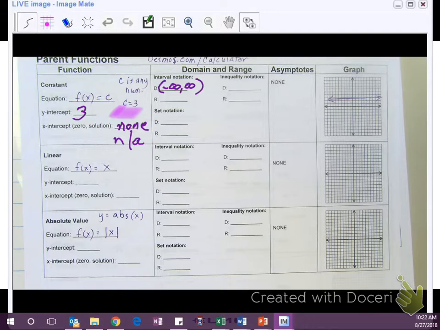What will the range be? What y value is being used? 3. 3 is the only one that's being used here. Now, in the generic form, that's y equals whatever number you chose, right? So for us, it's y equals 3. If you drew yours differently, then it's whatever number you chose.